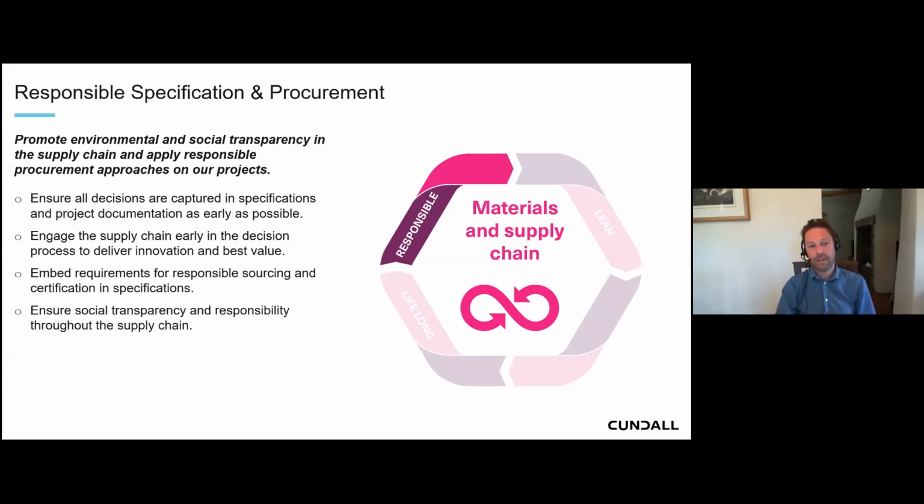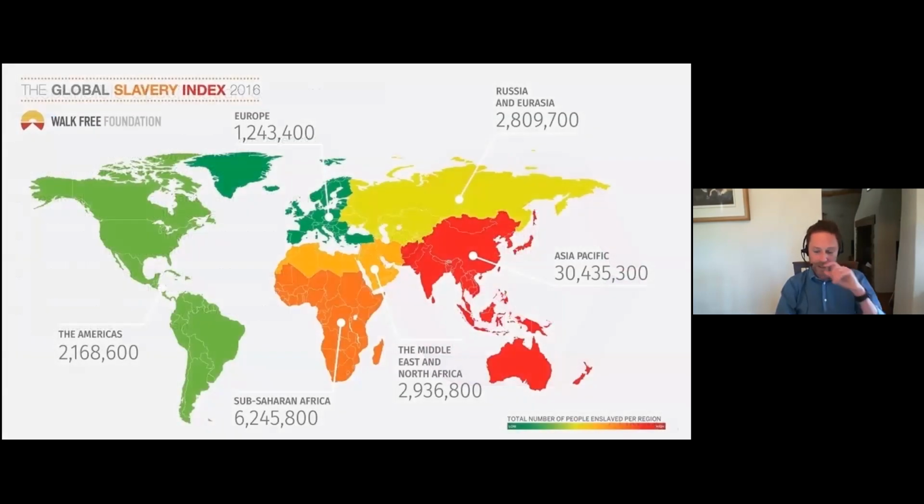And then embed the requirements for responsible sourcing and certification in there, so we know where the materials are coming from, the chain of custody of those, and focusing on things like deforestation. And then looking at transparency and responsibility throughout the supply chain. And I think that we often forget about slavery in the construction industry, but it is still very prevalent, and as you move to certain parts of the world, increasingly so. So we need to think about how we cascade that with the materials we are specifying, that they're responsibly sourced.